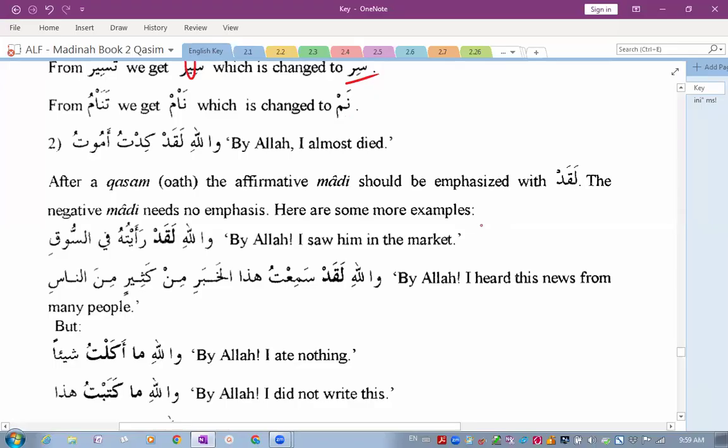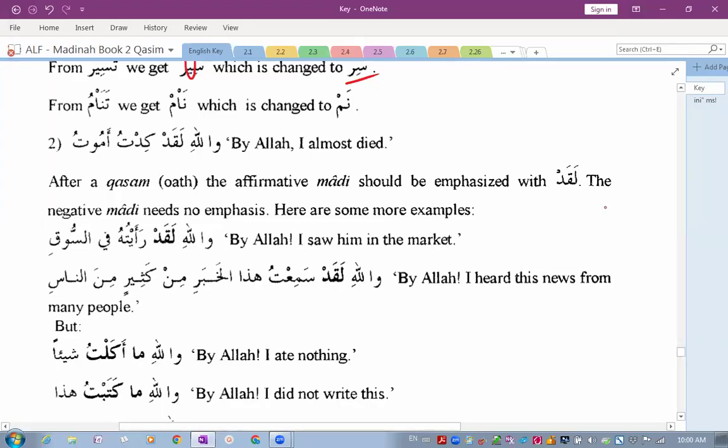Number 2: Wallahi laqad kittu amutu. By Allah, I almost died. So after a qasam, an oath, the affirmative madi should be emphasized with laqad. The negative madi needs no emphasis. Here are some more examples.